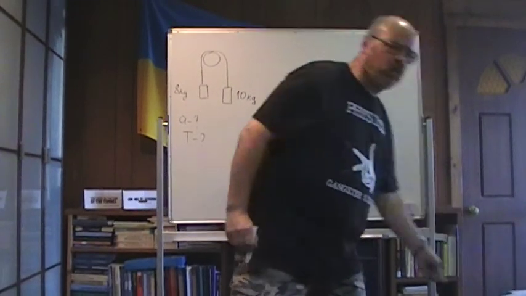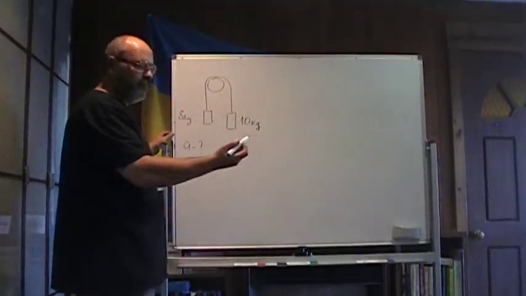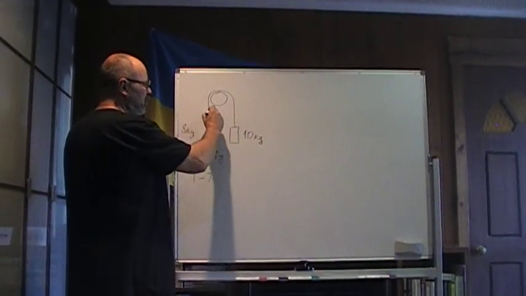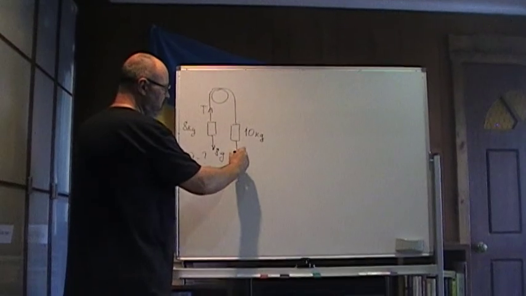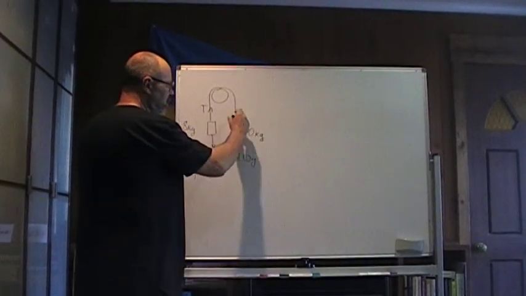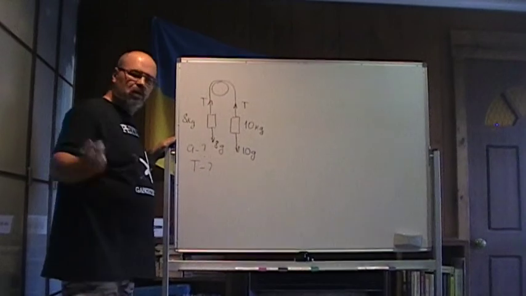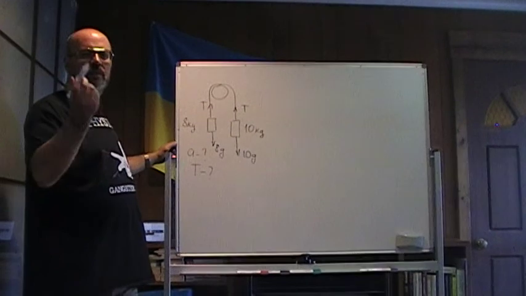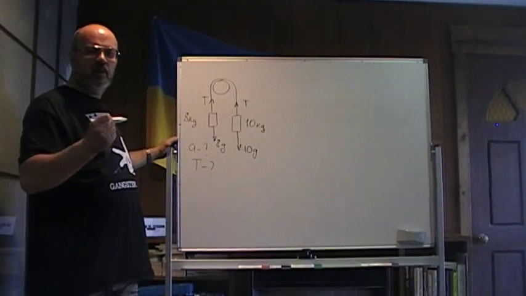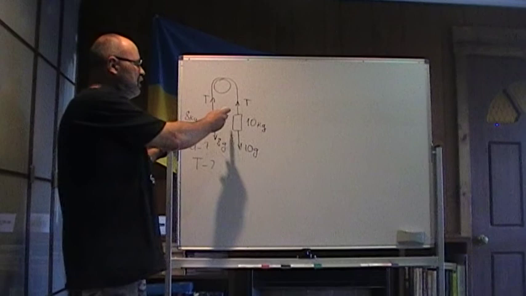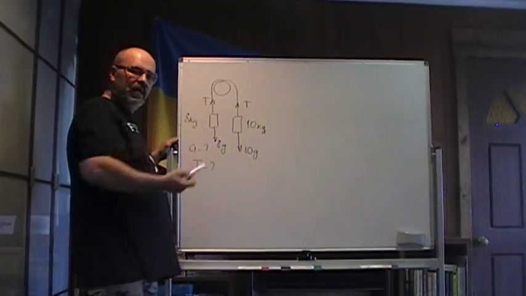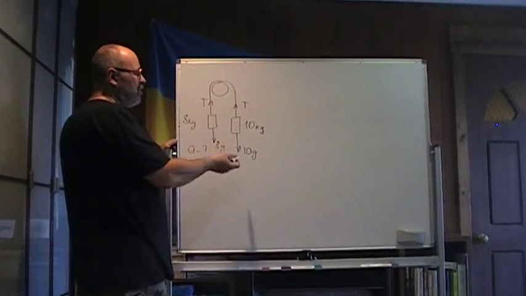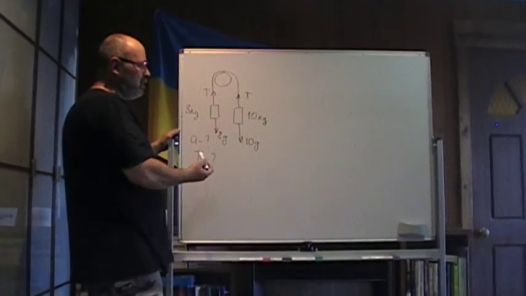Same steps. We have a diagram, we label forces. We have 8g and tension up. We have 10g and tension up. What is very important is that the tension in the same string, rope or whatever, is always the same at both ends and it's always directed away from the object. So let's write down Newton's second law for the 10 kilogram mass.